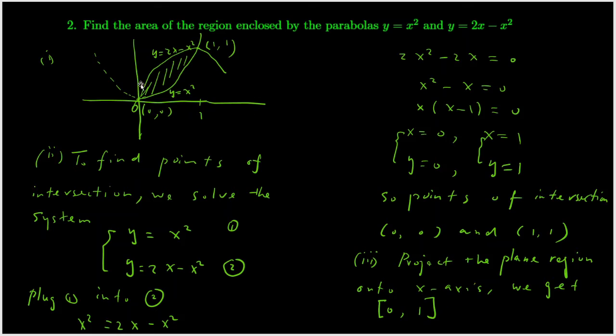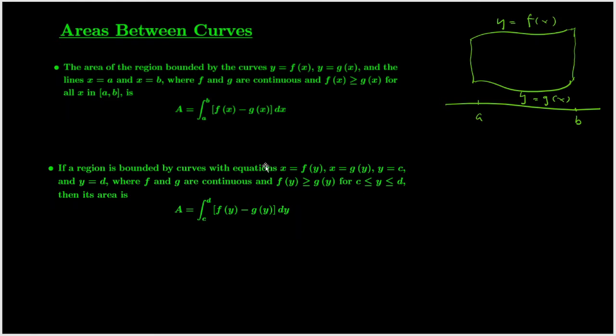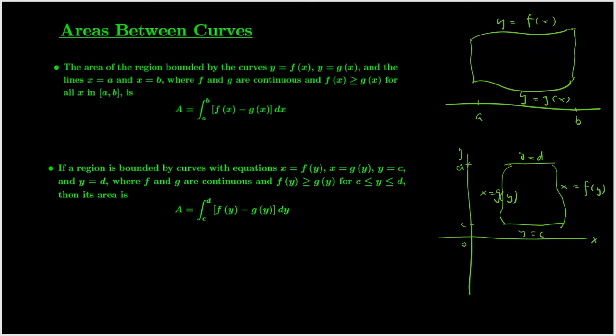And by the way, for question 2, this plane region can also be viewed as a region with left and right boundaries, in which case we need to use the formula in item number 2 in that item. Now I want to make some comments on the second formula. In some cases, it's easier to view a region as a region with left boundary and a right boundary. In which case, the right boundary is the graph of a function in the form of x equals f of y.